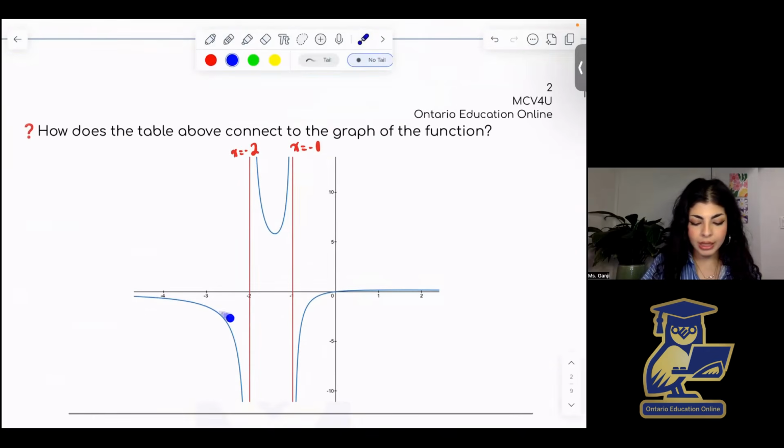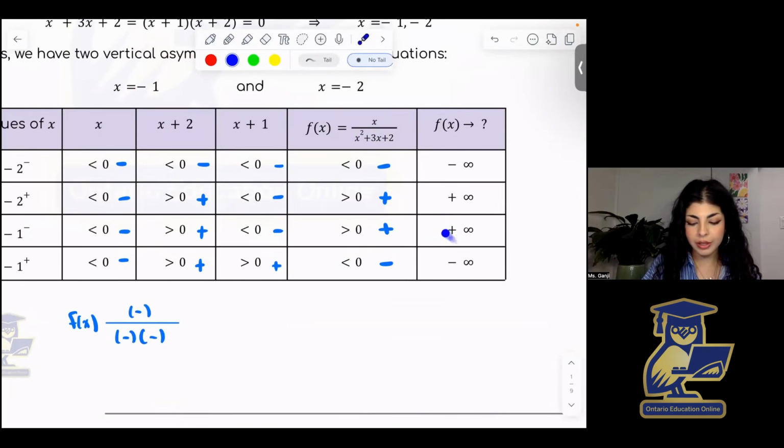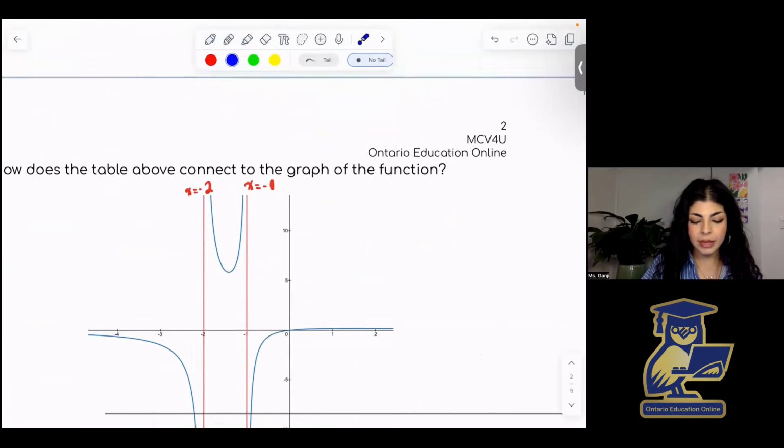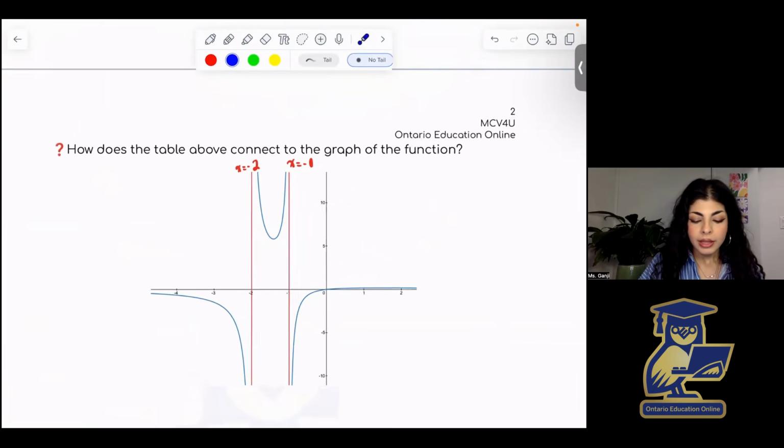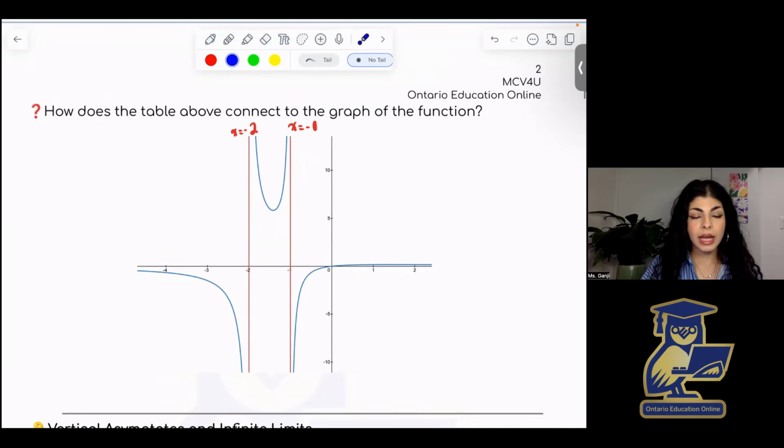So as we are approaching -2 from the left-hand side, we're going to negative infinity. From the right-hand side, we are going to positive infinity. And same with -1 here. We are from the left-hand side going to positive infinity, which is what we saw here. And from the right-hand side, we're going to negative infinity. And so we would be able to, just using this data, sketch our curve based on the asymptotes and the behavior of the curve at the asymptotes.